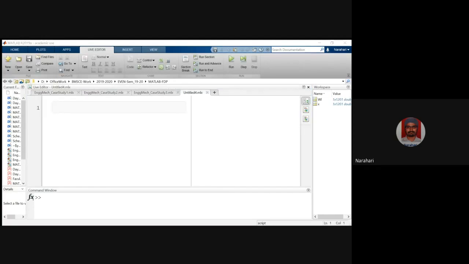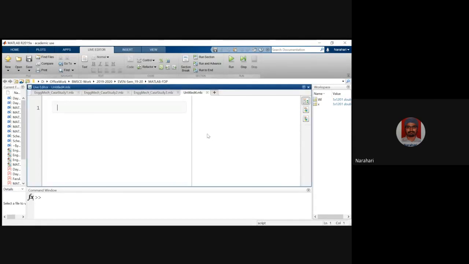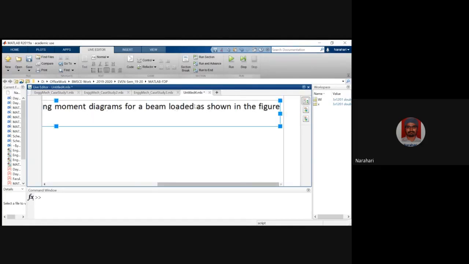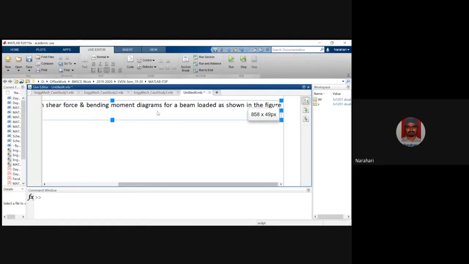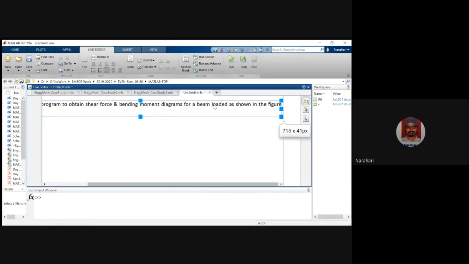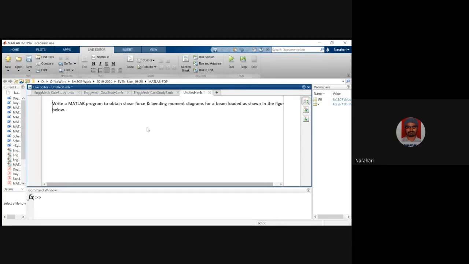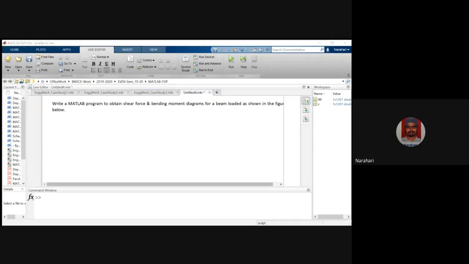Now we move towards my favorite topic, that is beams. So this is the question. Again, I am afraid I'll run short of time, so I'll try to hurry up a little bit. Please excuse me if my pace is more. Okay, so you have to write a MATLAB program to draw SFD and BMD. Okay, I'll show you the beam.